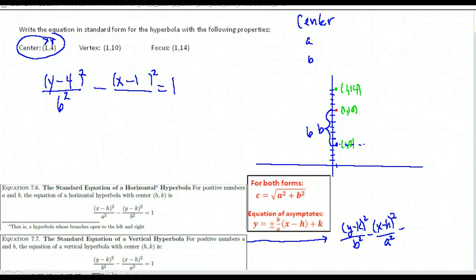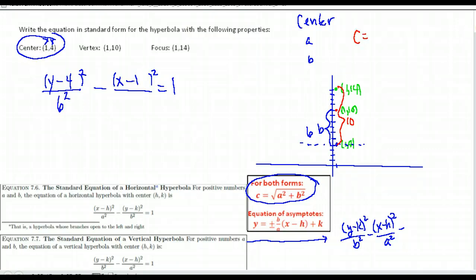A would be the horizontal distance that helps us form our asymptotes to draw the curves of a hyperbola. And what we're going to use for that is this formula down here. For hyperbolas, notice it's different than the ellipses. Ellipse, we did a squared minus b squared. Hyperbola, c is the square root of a squared plus b squared. We can see from our graph that c, which is the distance from the center to the focus point, would be the distance from 4 to 14 up there. So it's a distance of 10.